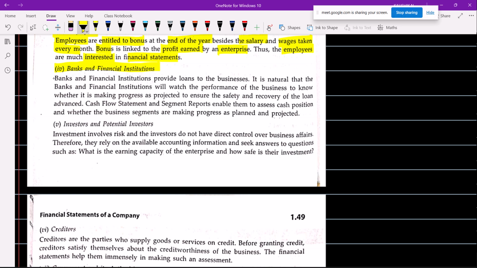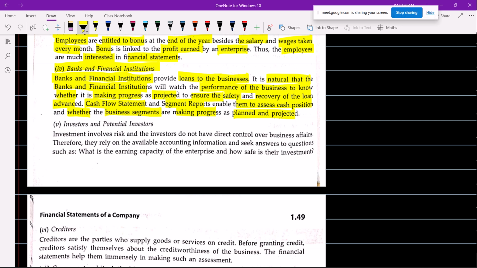Banks and financial institutions provide loans to the businesses. It's natural that the banks and financial institutions will watch the performance of the business to know whether it is making progress as projected, to ensure the safety and recovery of the loan advanced. Cash flow statement and segment reports enable them to assess cash position and whether the business segments are making progress as planned and projected.